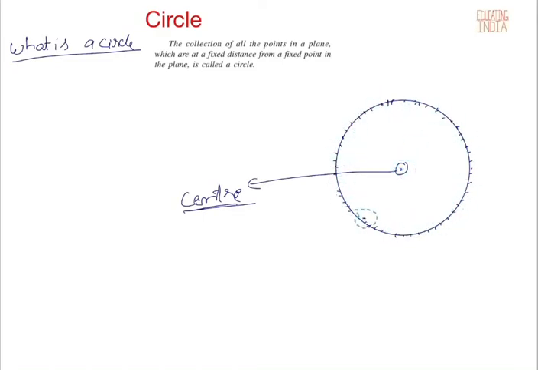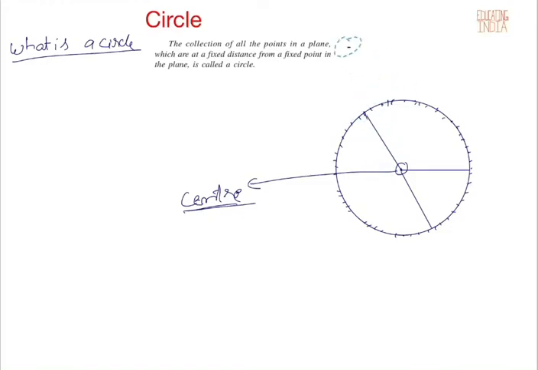So a collection of all points in a plane which are at a fixed distance. What is this fixed distance? From the center to any point. This is the fixed distance which we are talking about, from a fixed point. What is the fixed point? The fixed point is the center. This is called a circle. So a collection of all points at a fixed distance from a fixed point is called a circle.